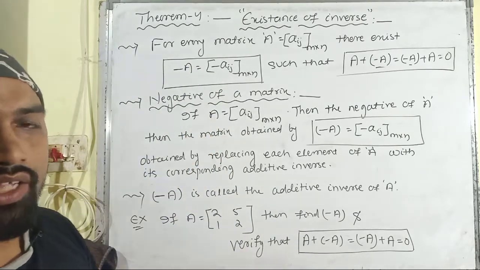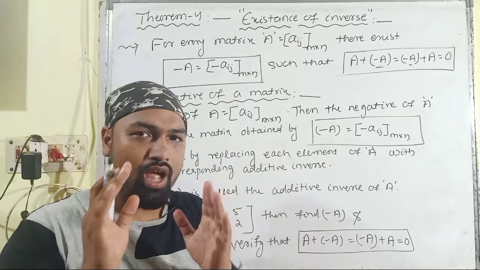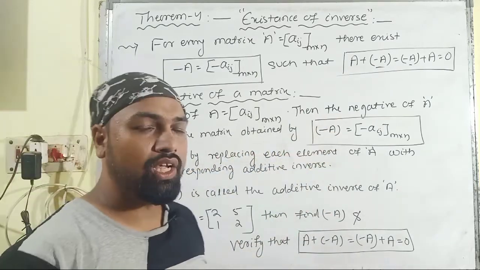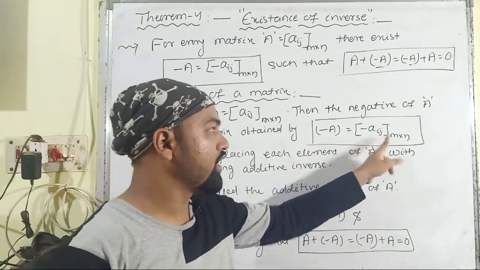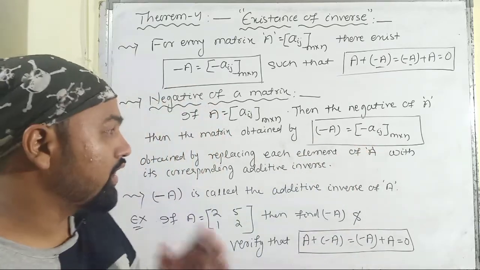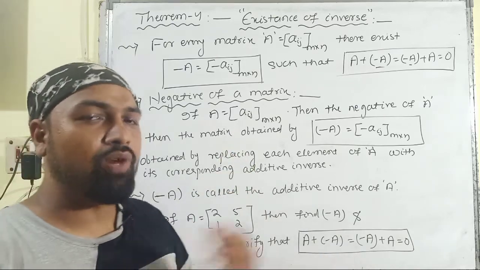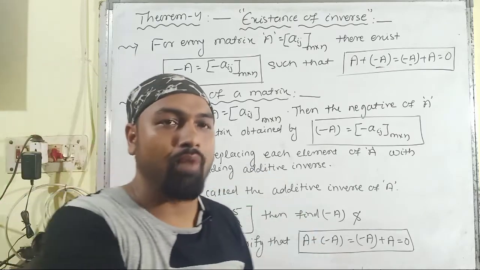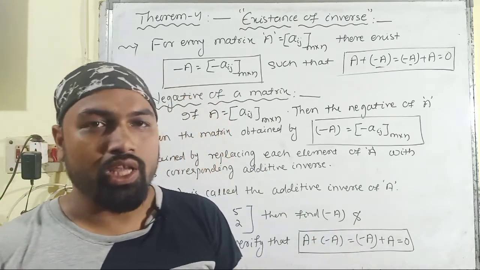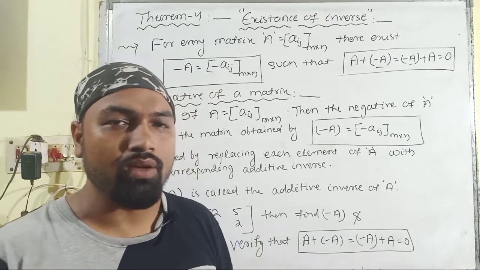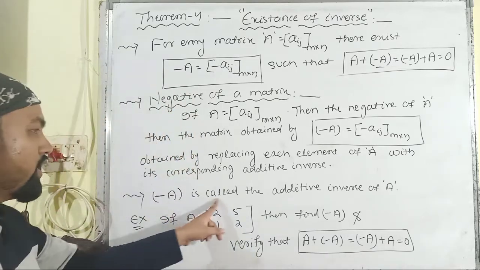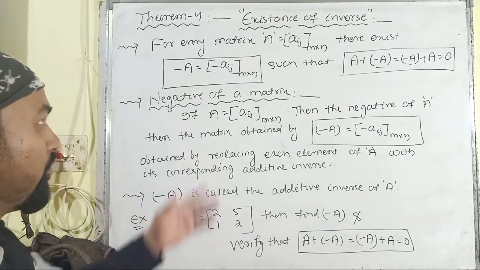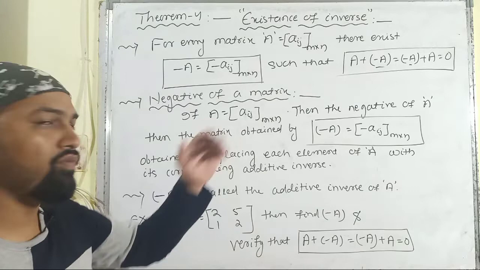If A is represented by the compact form A_ij of the order m cross n, then its negative matrix is represented by minus A, which is represented by the compact form minus A_ij of the order m cross n. And it is obtained by replacing each of the elements of A by its additive inverse. That means in place of 2 we have to replace it by minus 2, in place of minus 3 we have to replace it by plus 3. So minus A is called the additive inverse of A, and here is an example based upon the existence of inverse, or also you can say the negative of a matrix.